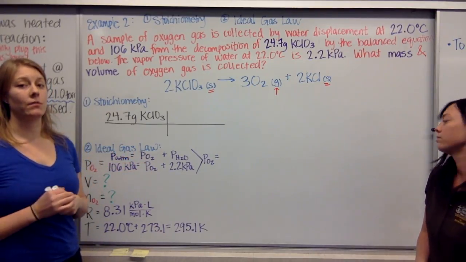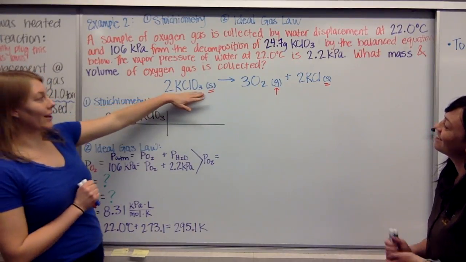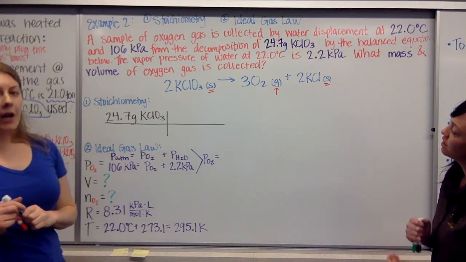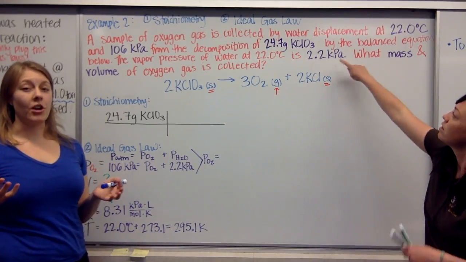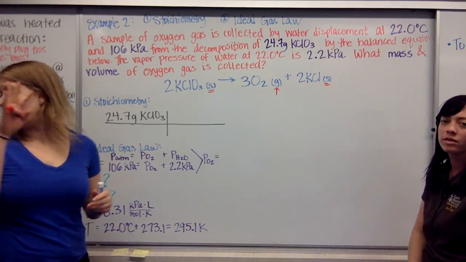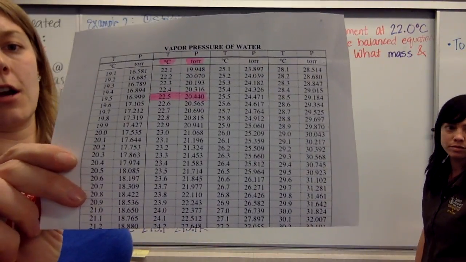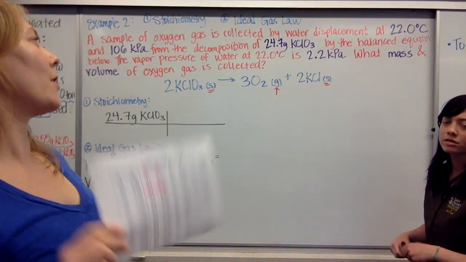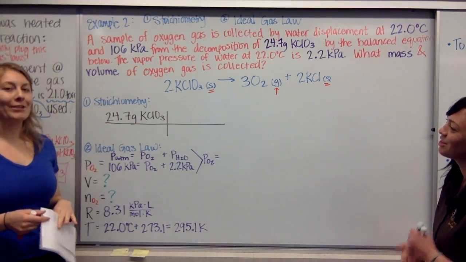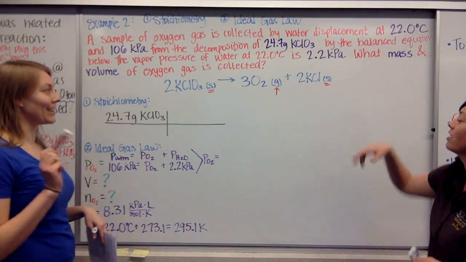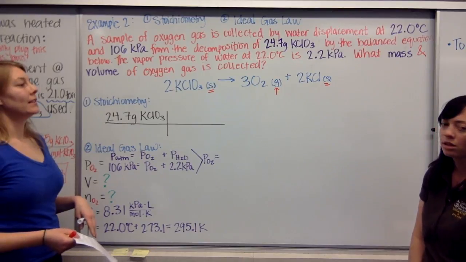Again, the same equation we just saw, by a balanced equation right here. The vapor pressure of water at 22 degrees C is 2.2 kPa. Remember, this is from the chart that we can find right here. We can find the water vapor pressure, the partial pressure of water at 22 degrees Celsius, which equals 2.2 kilopascals.